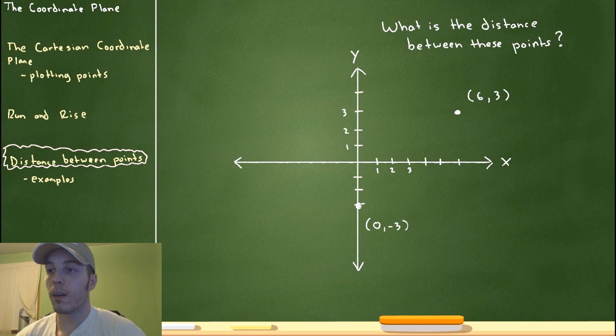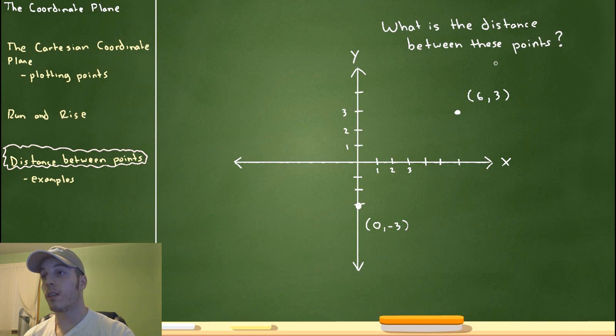I have the point 0, comma, negative 3, which means you start in the center. You don't move left or right, but I move down 3. So the point is 0, negative 3. And I have another point here. I moved right 1, 2, 3, 4, 5, 6, and then up 1, 2, 3, and that's my point 6, 3. So now, what if I asked, what's the distance between these 2 points?